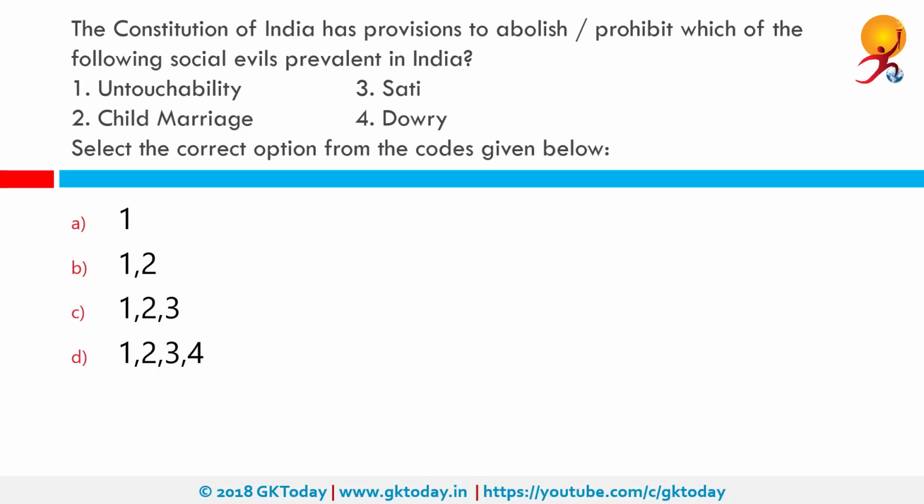The Constitution of India has provisions to abolish or prohibit which of the following social evils prevalent in India? 1. Untouchability, 2. Child marriage, 3. Sati, 4. Dowry. Select the correct option or options from the codes given below. So the correct answer is only 1, or untouchability. Article 17 abolishes untouchability. It is abolished and its practice in any form is forbidden, and the enforcement of any disability arising out of untouchability shall be an offence punishable in accordance with law.